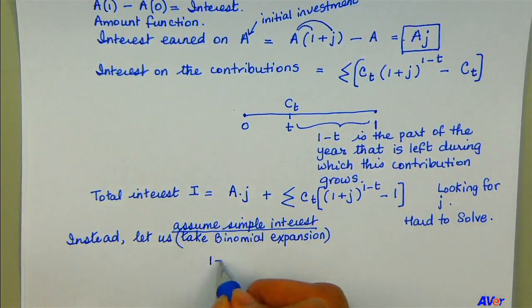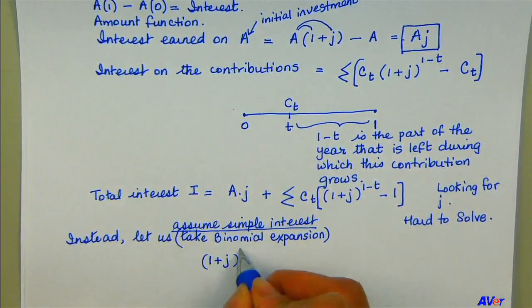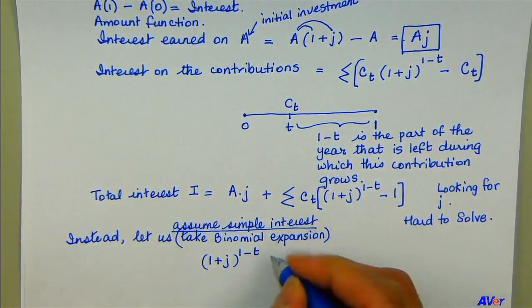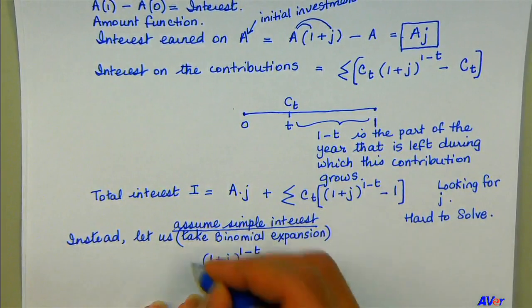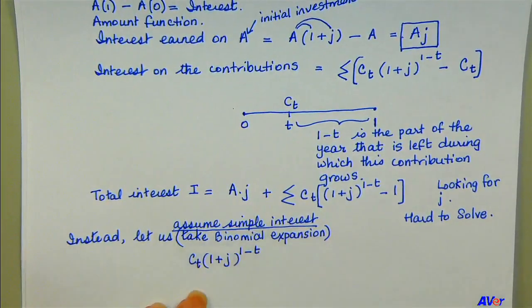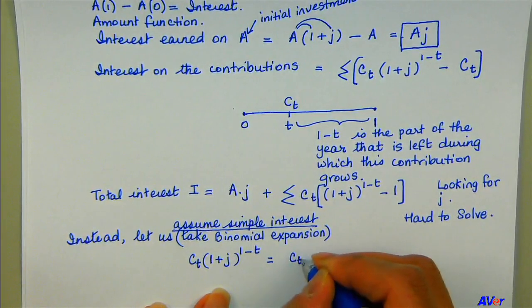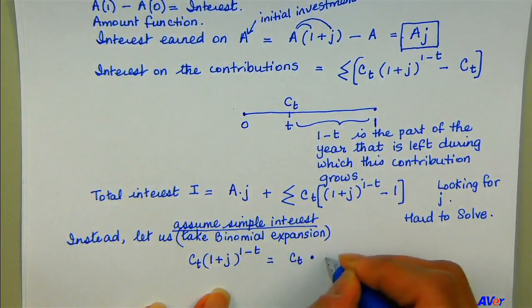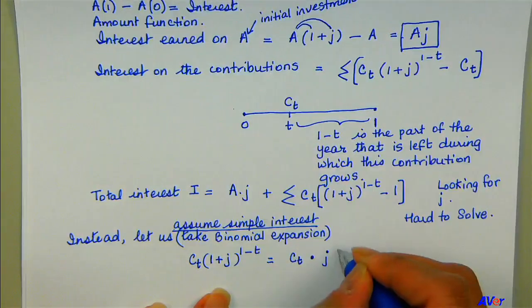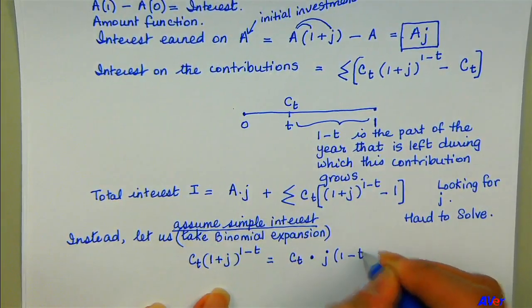So 1 plus j to the 1 minus t times ct will be equal to ct times (1 plus) j (1 minus t).